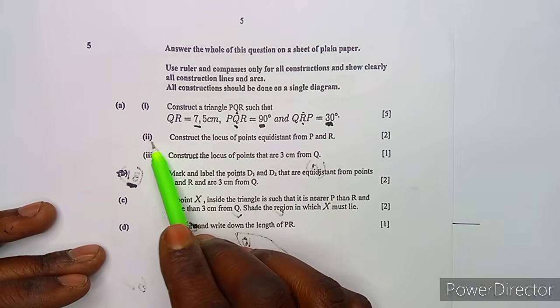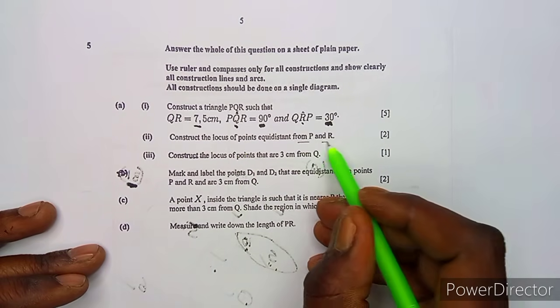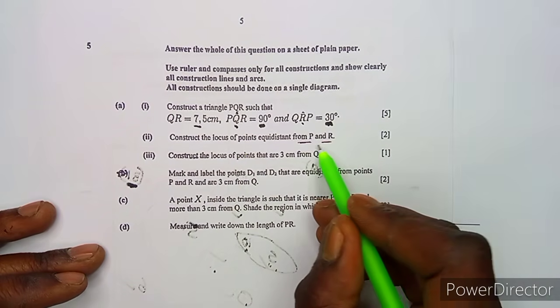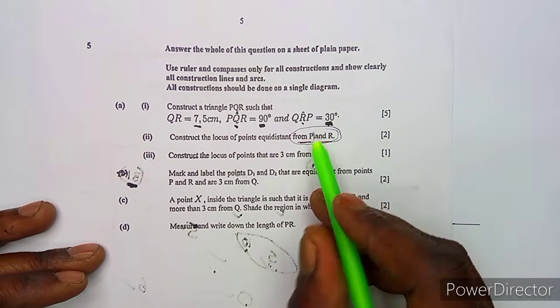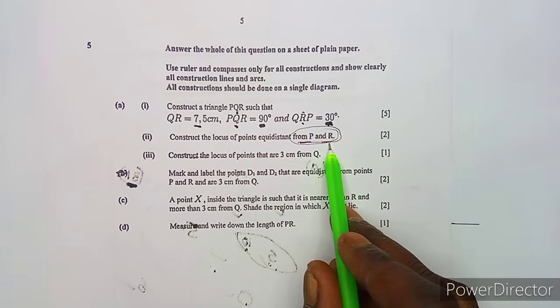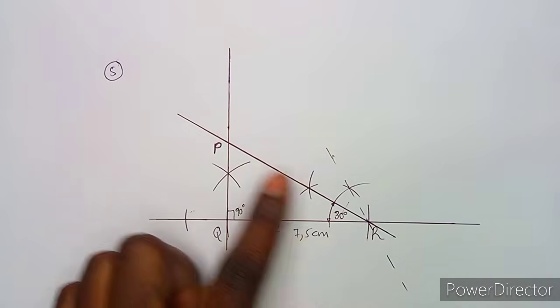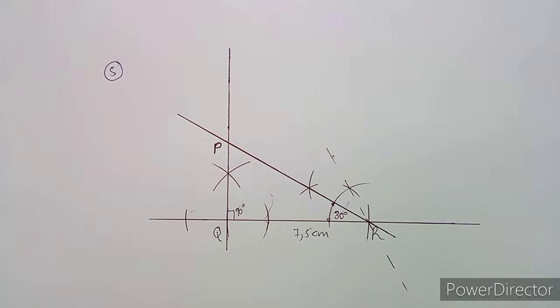Then on item 2, to construct the locus of points equidistant from P and R. So this is equidistant from P and R. This is locus. So remember, locus, from 2 points you bisect the line. You are given 2 points, P and R, and you bisect P and R here. These are the 2 points that you're given, so you bisect that line.